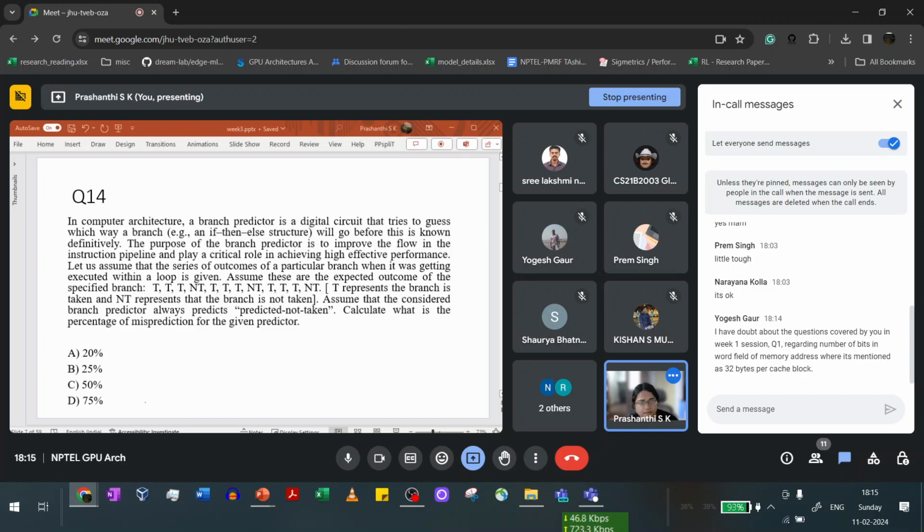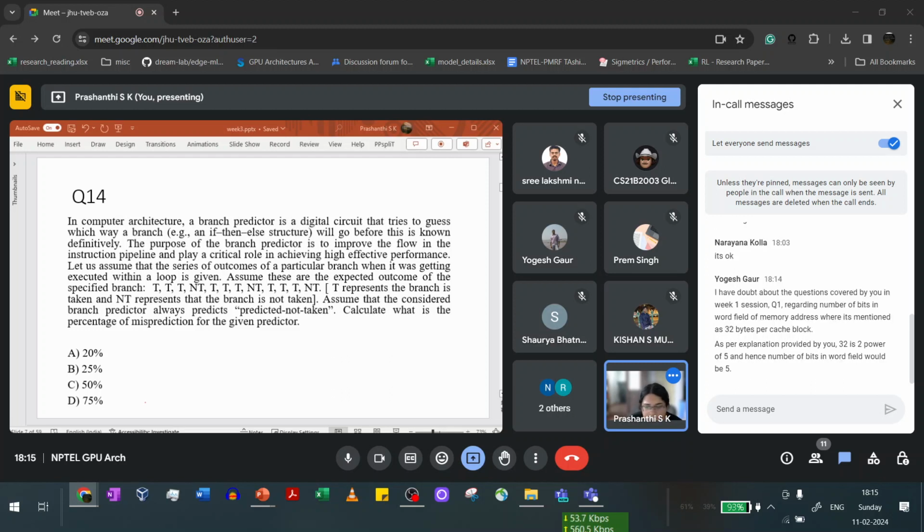Question 1, week 1 session Q1, regarding the number of bits in the word field of a memory address. Okay, I don't have the list of questions handy. Can you tell me a little more about what exactly your doubt is, and then I'll see if I can help.